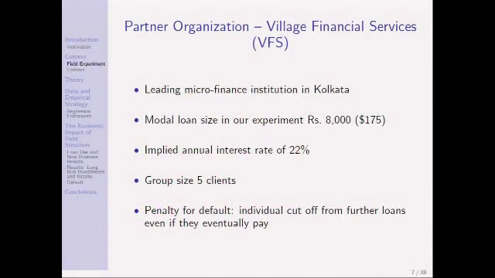Okay, so we did this with a partner organization, it's one of the largest MFIs in Kolkata in India. These were pretty typically small microfinance loans. So the average loan was $175 roughly. And the applied annual interest rate, I said 25%. The bank officially says 22%. I don't think that they are correctly calculating all the fees involved when they do that, so I think it's a little closer to 25%, but it's somewhere in that range.